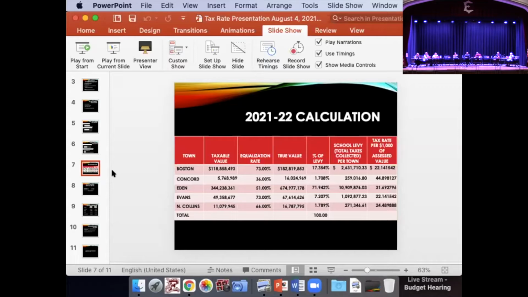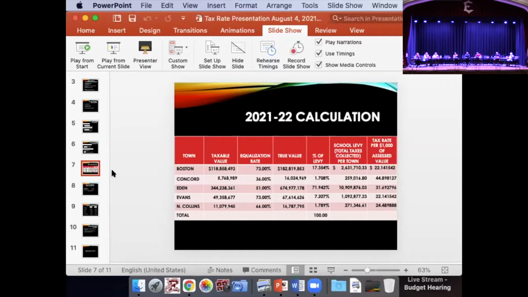That times the total tax levy of 15.164 million gives you $2,631,710.33 to be collected from the properties in the town of Boston that are taxable. That divided by 1,000 gives you $22.141542. Now, I look at this logically and say, but we don't get portions of cents, but the law says it goes to 6 digits.